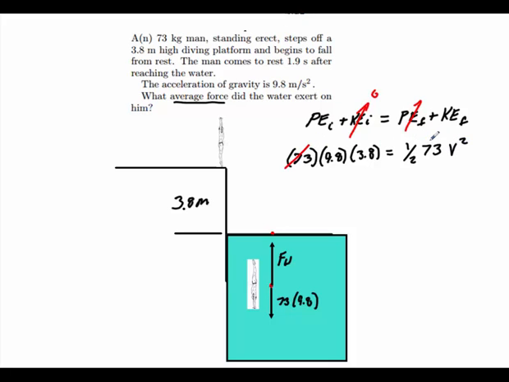Now our 73s will cancel out, so the velocity is going to equal the square root of 2 times 9.8 times 3.8. Grab the calculator and run that quickly: 2 times 9.8 times 3.8, then take the square root. And I get a velocity of about 8.63 meters per second.